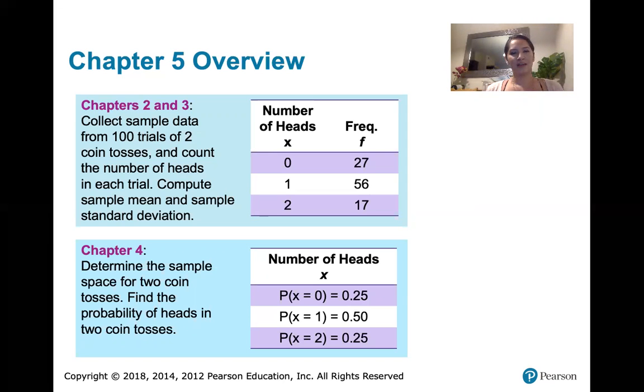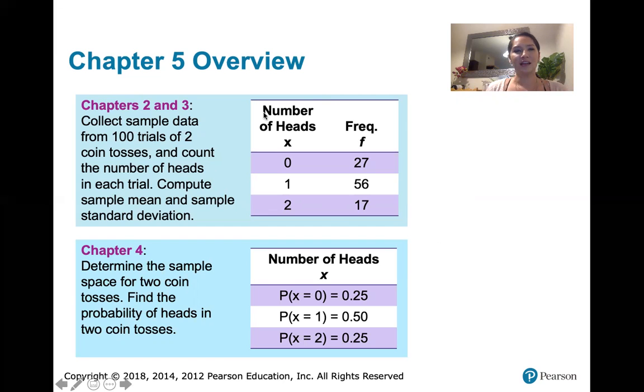For example, if you were looking at 100 trials of 2 coin tosses, you'd toss the coin twice, and that would be 1 trial. Then toss the coin twice again, and that would be another trial. Toss the coin twice again, and that would be the 3rd trial, and so on. If we did that, and then counted the number of heads in each trial, we might have outcomes that look like what is summarized in this table. With each trial, you can either get 0 heads, 1 head, or 2 heads.